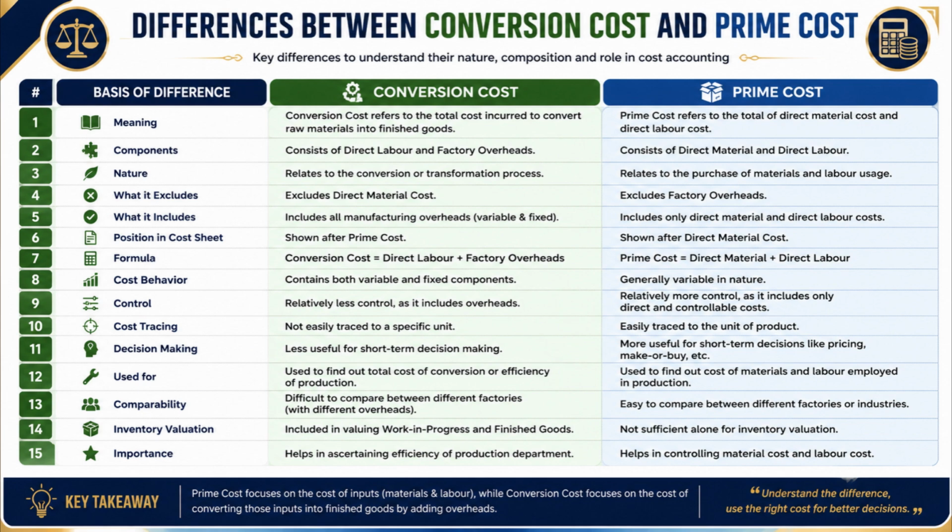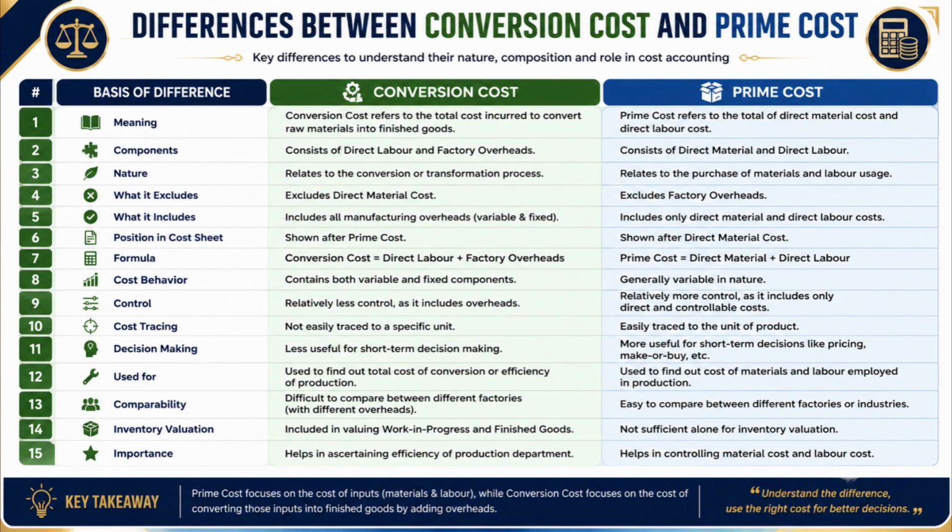Number 9. Conversion cost is more difficult to control because of overhead expenses, whereas prime cost is easier to control because it includes direct costs only. Number 10. Conversion cost cannot always be traced easily to one unit of production, whereas prime cost can be directly traced to individual units.